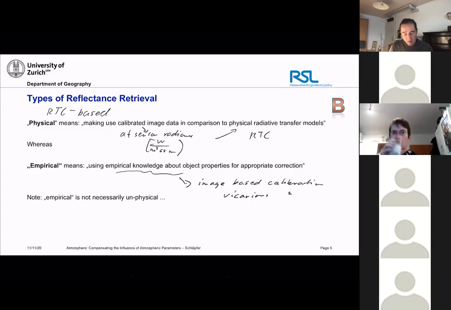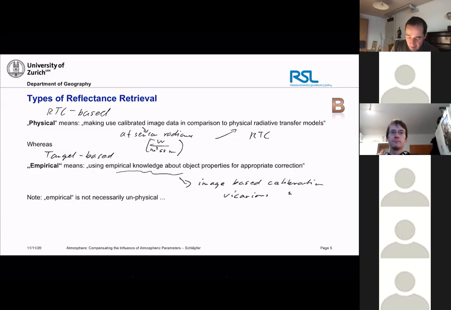correction, and this is target based. Nowadays, it's usually if they fly a drone, they put up a white panel and they use this target as a calibration base for the drone imagery and for the low altitude imagery.